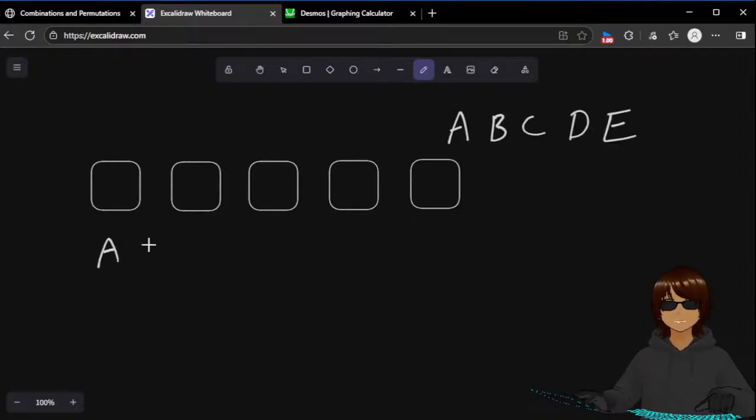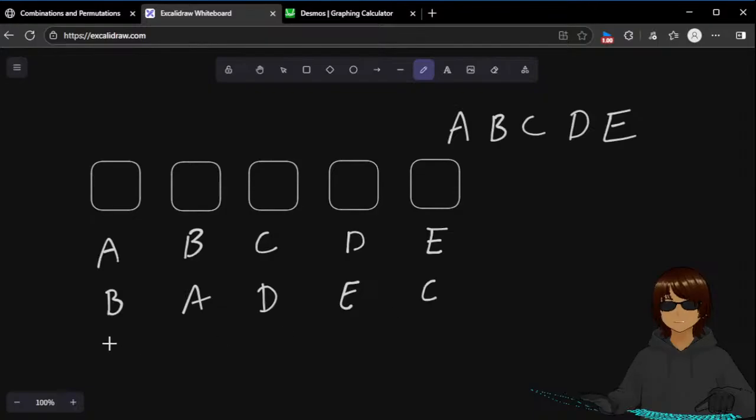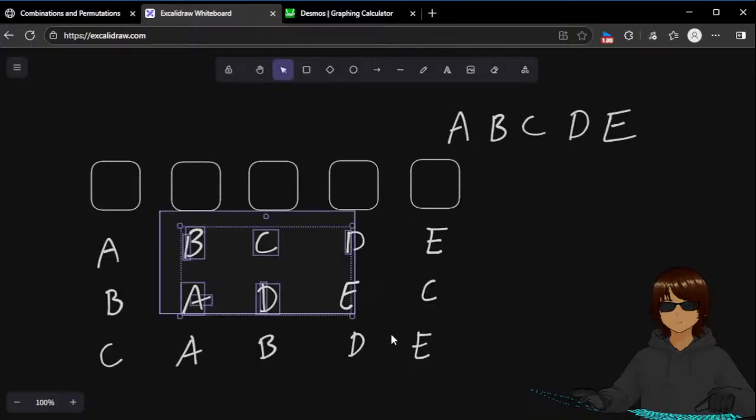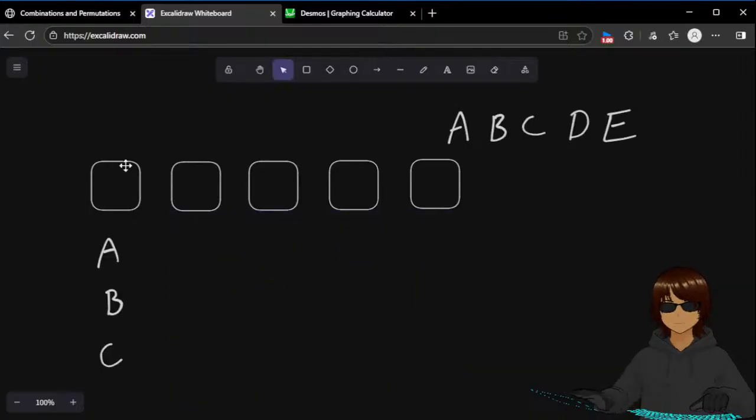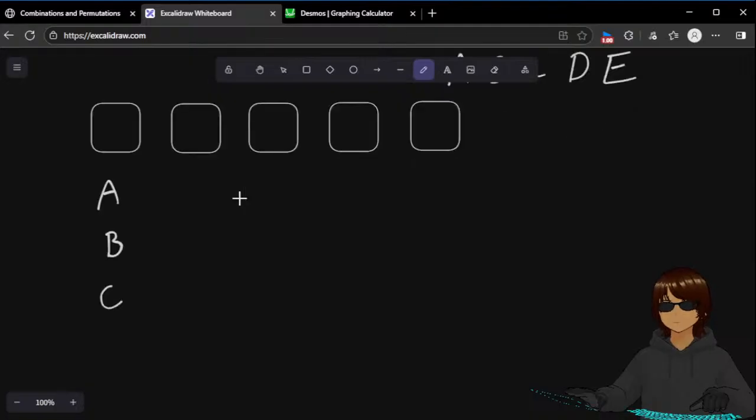I can have A first, and then B, and then C, and then D, and then E. Or another arrangement is B first, then A, D, E, and C. Or I can have C, A, B, D, E. I can have many different arrangements. But you should notice that in the first box alone, I have 5 different options to choose from: A, B, C, D, and E.